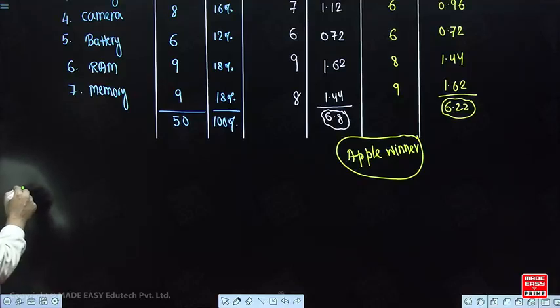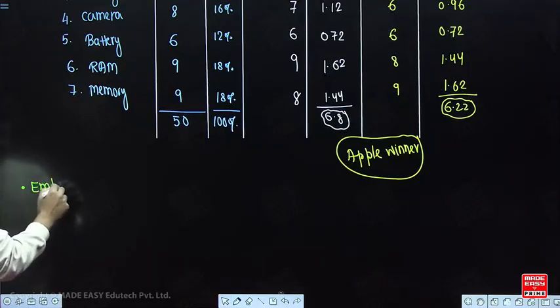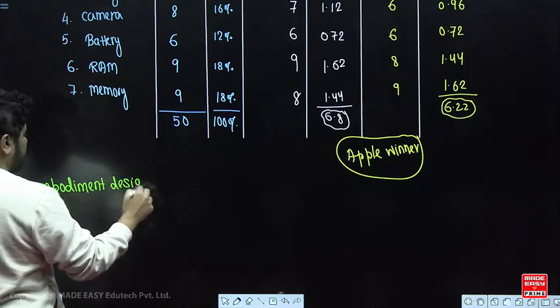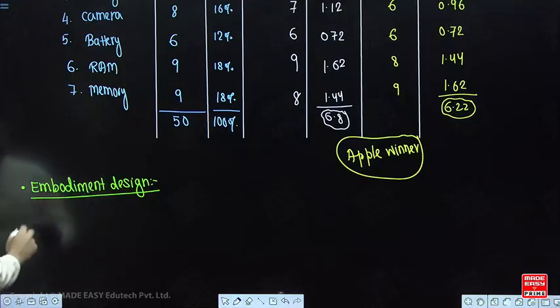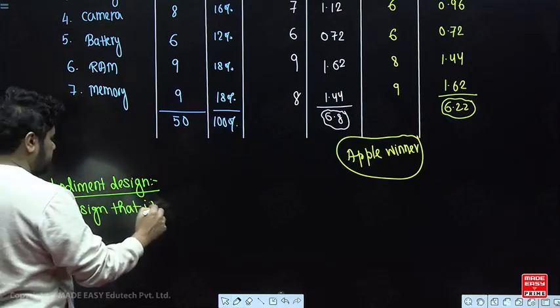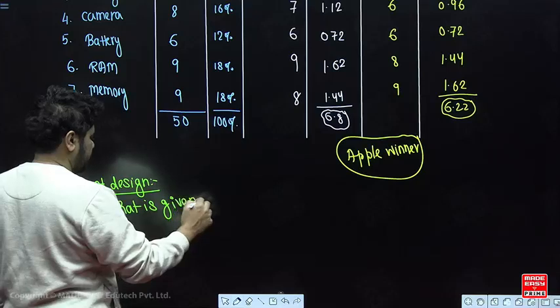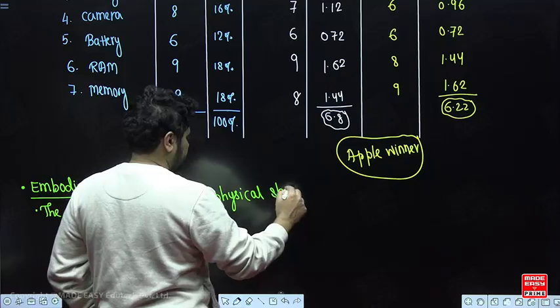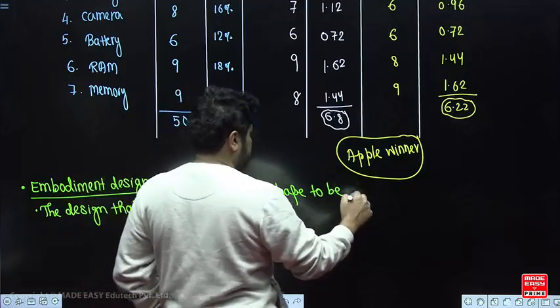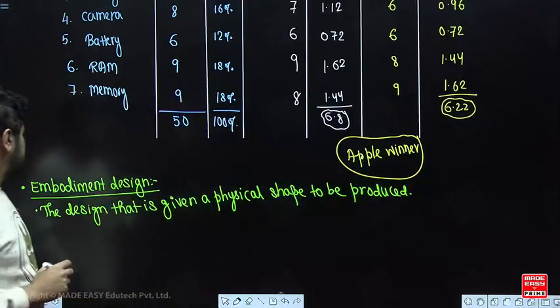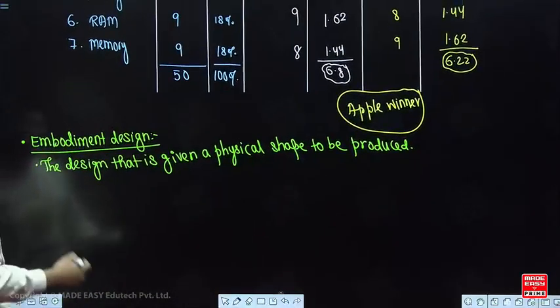The second step is called embodiment design. What is the meaning of embodiment design? Embodiment design means design that is physically producible, right? The design that is given a physical shape to be produced. So embodiment design is the design that is given a physical shape to be produced.